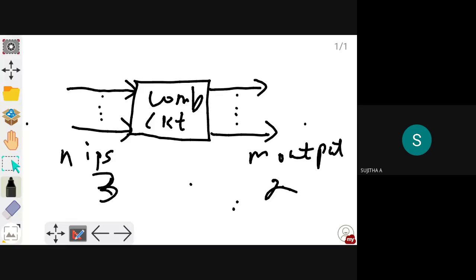So a combinational circuit consists of logic gates whose output at any time depends only upon the present combination of inputs. That is, it won't be having any storage elements. So there will not be any feedback path from output to your input. So are you clear about what is meant by combinational circuit?